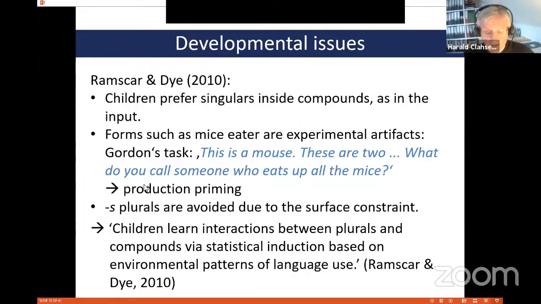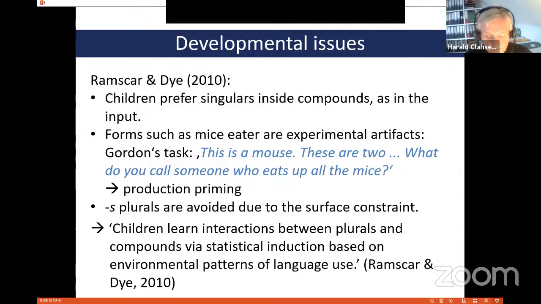So the point is that Gordon used an elicited production task, and Ramscar argued that this task prompted children to overproduce irregular plurals they would normally not produce. So in Gordon's experiment, children first see a picture, and the experimenter says, this is a mouse, and then they see another picture, and the experimenter says, these are two, and then the children have to say the plural form. And then the children are shown a monster of some kind, and the children are asked, and what do you call someone who eats up all the mice? And then the experimenter repeats the plural form the child has produced. So if the child said these are two mouses, overgeneralization, the experimenter would do the same.